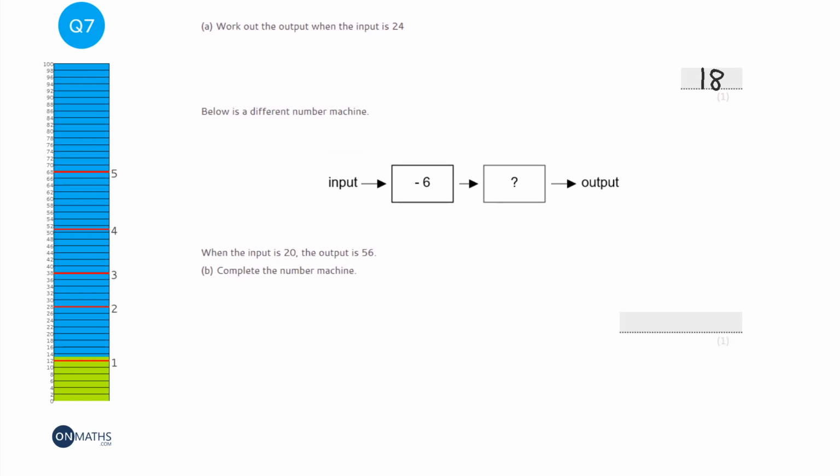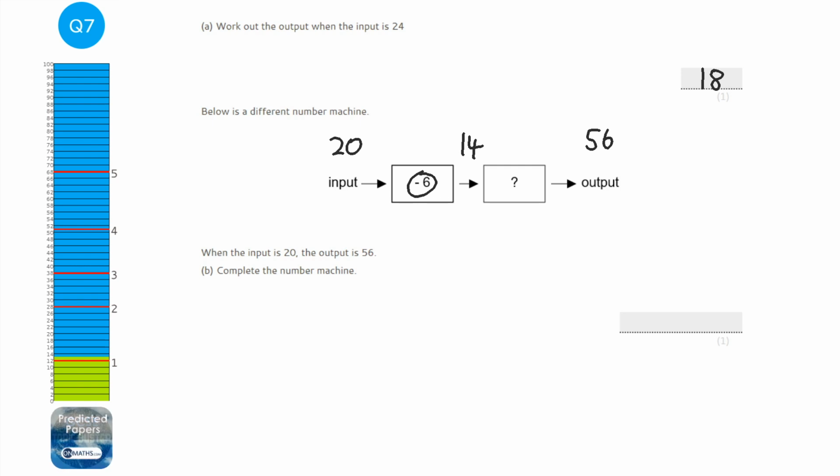Next question says below is a different number machine. It says when the input is 20, the output is 56. So let's follow through on the input. So the input's 20, we go take away 6, so that's going to give us 14. Now we've got to then think, right, how do I get from 14 to 56?